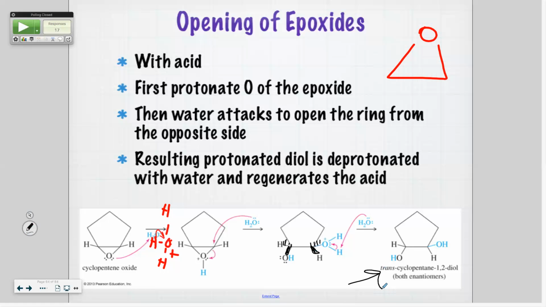That really is important with the rings, but it's also important with the straight chains because you would get different diastereomers, whether they added on the same side or opposite side, right? Remember those? Okay.